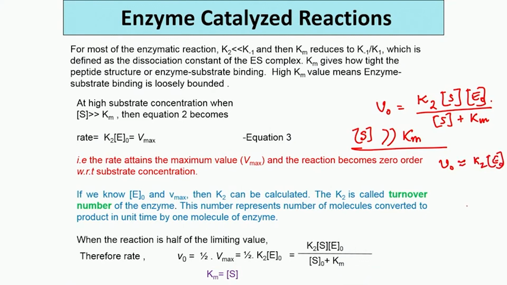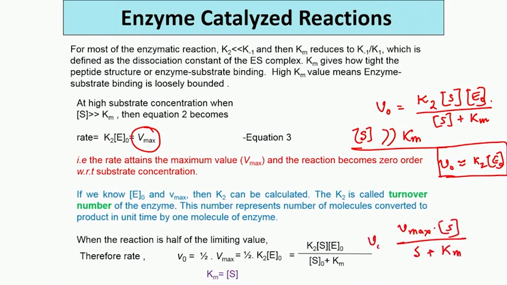and that is what is called the Vmax, the maximum velocity that you can get if you keep the enzyme concentration constant. So, this is Vmax. Now, you can simplify the equation. Earlier it was K2 S E0 by S plus Km. Now, you just write that K2 into E0 is Vmax. So, you can write Vmax into S divided by S plus Km, that is equal to V0. So, this is the final form of the equation.